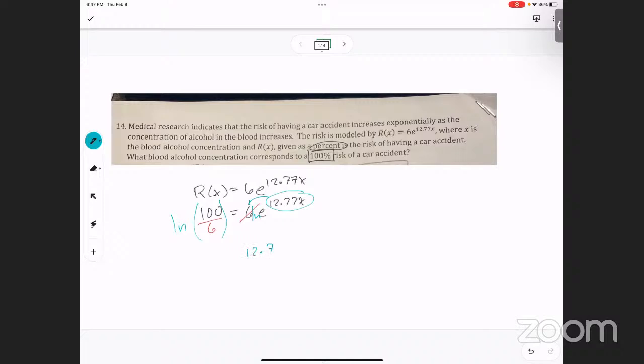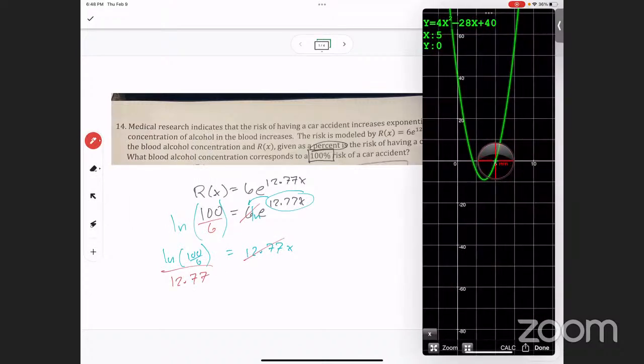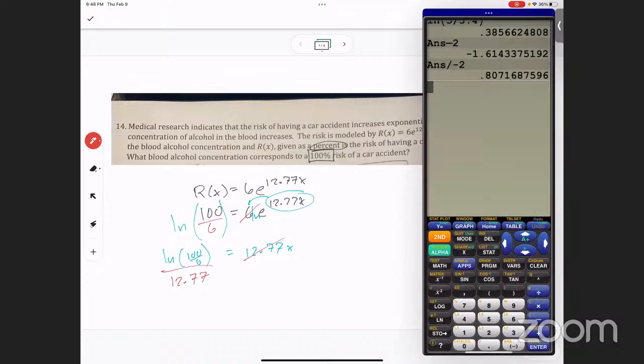So 12.77x equals the natural log of 100 over 6. And now just divide both sides by 12.77. And now is when I punch it into my calculator: the natural log of 100 divided by 6, and then I'm dividing that whole thing by 12.77. So X equals 0.22 approximately.